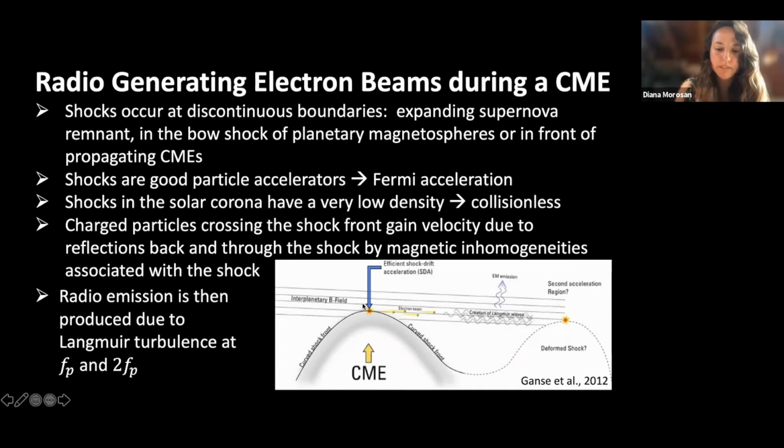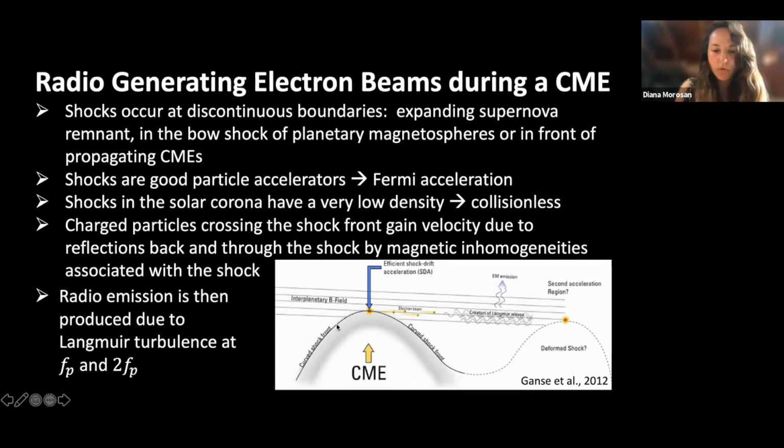But what happens is that any particles in the vicinity of the shock can cross the shock front and gain velocity because of reflections or because of the electric field associated with the shock. Eventually they can escape. And if they escape, they have higher velocities than the rest of the particles. They create Langmuir waves. Owen is going to talk about this in a lot more detail. And all that will lead to electromagnetic radiation.